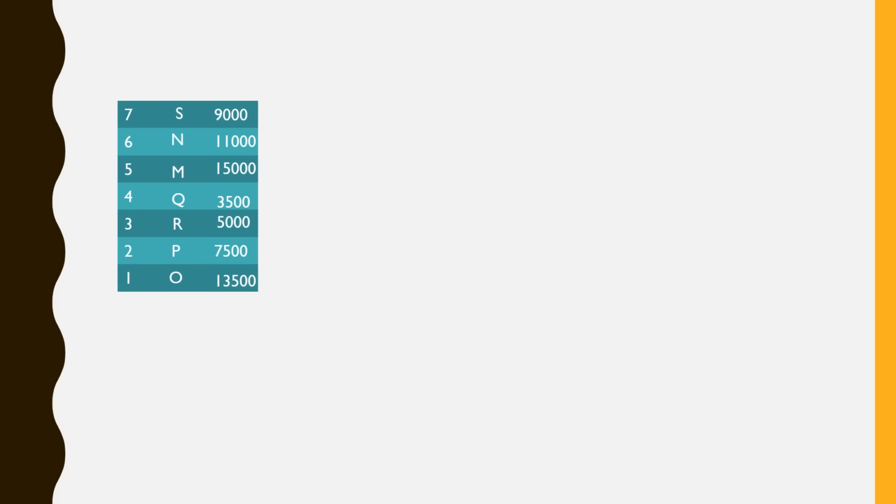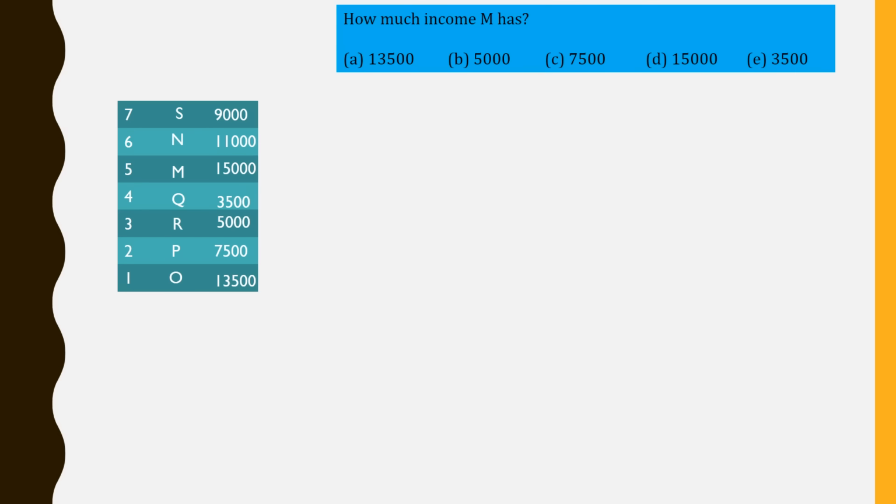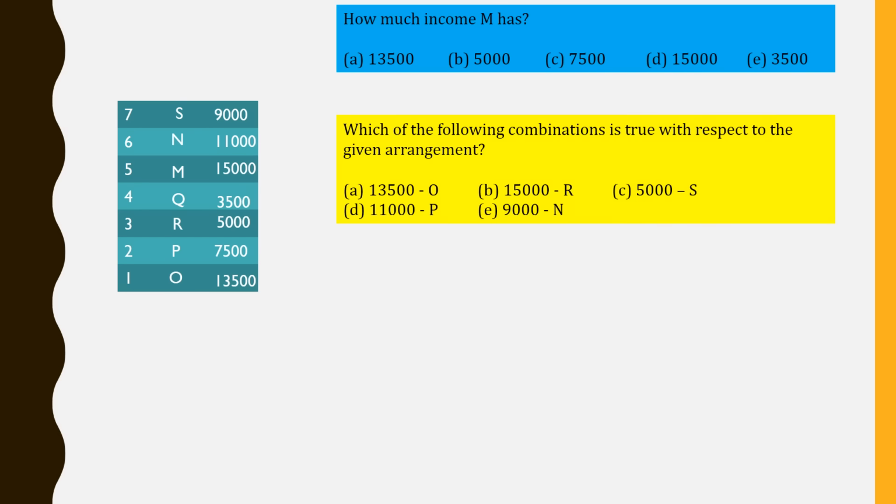Based on this solution, 6 questions were asked. The first question was how much income M has. M has 15,000 income, option D. Second, which of the following combinations is true with respect to the given arrangement? 13,500 O, true, so our answer is option number A.